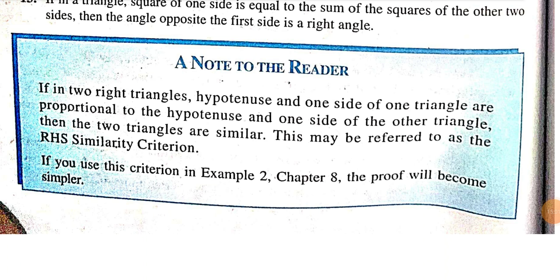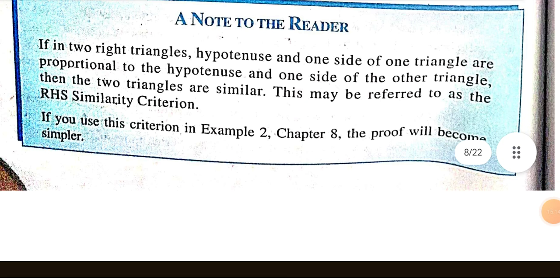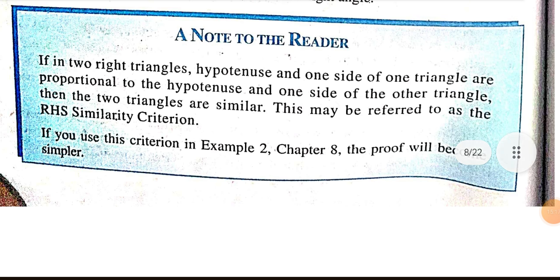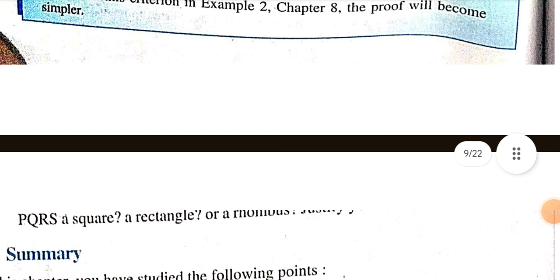A note to the reader. If in two right triangles, the hypotenuse and one side of one triangle are proportional to the hypotenuse and one side of the other triangle, then the two triangles are similar. This may be referred to as the RHS similarity criterion. If you use this criterion in Example 2, Chapter 8, the proofs will become shorter.